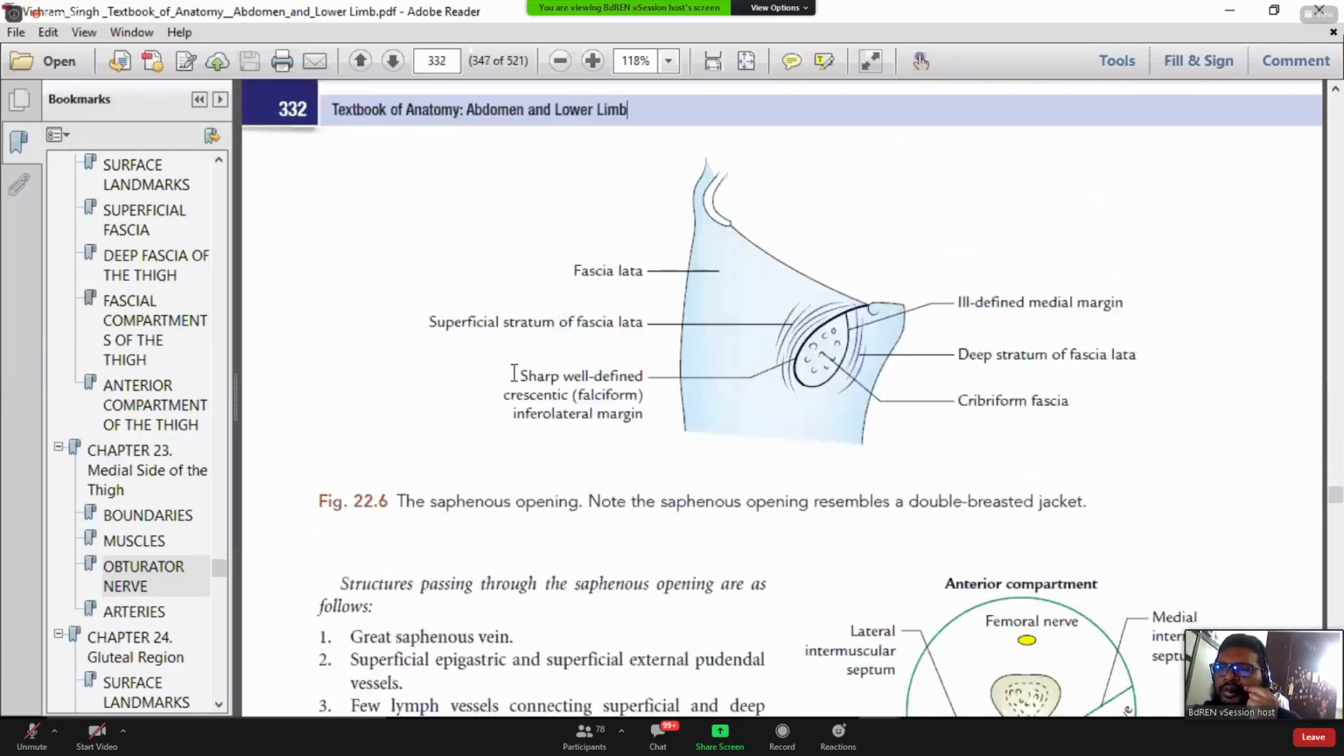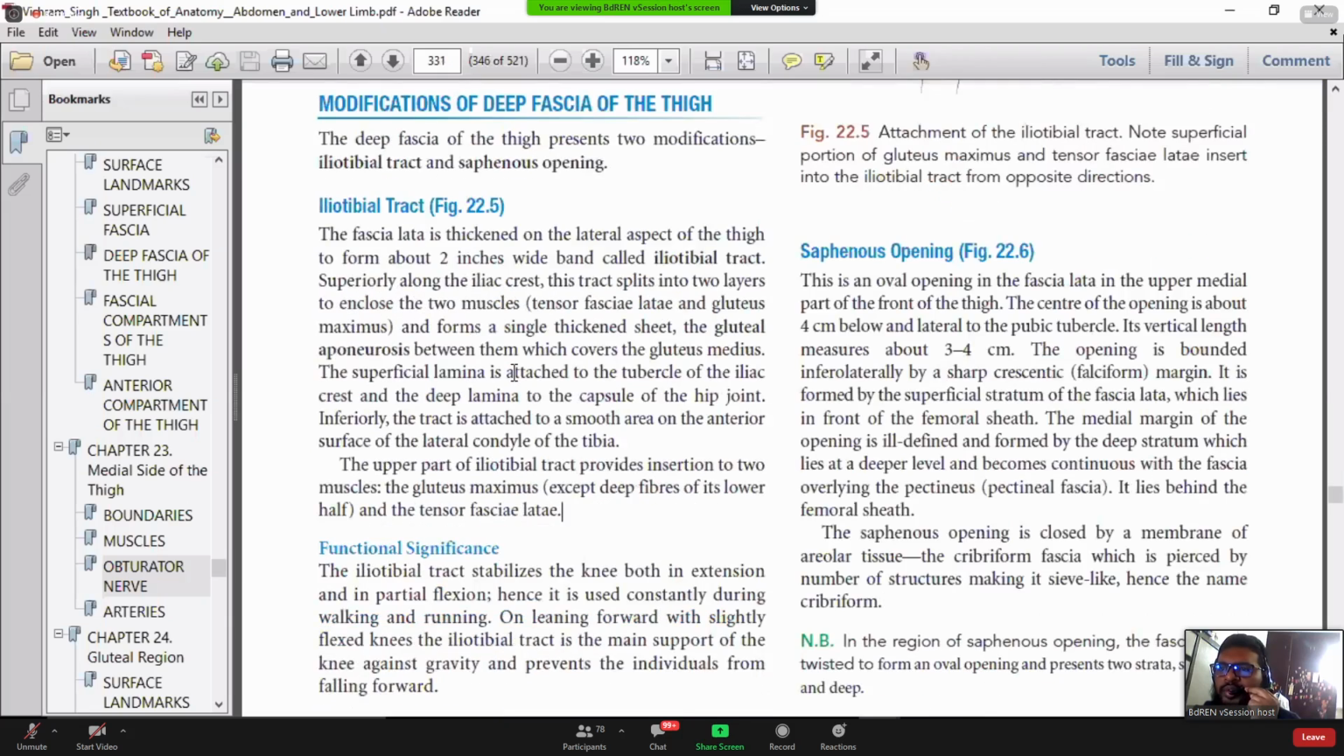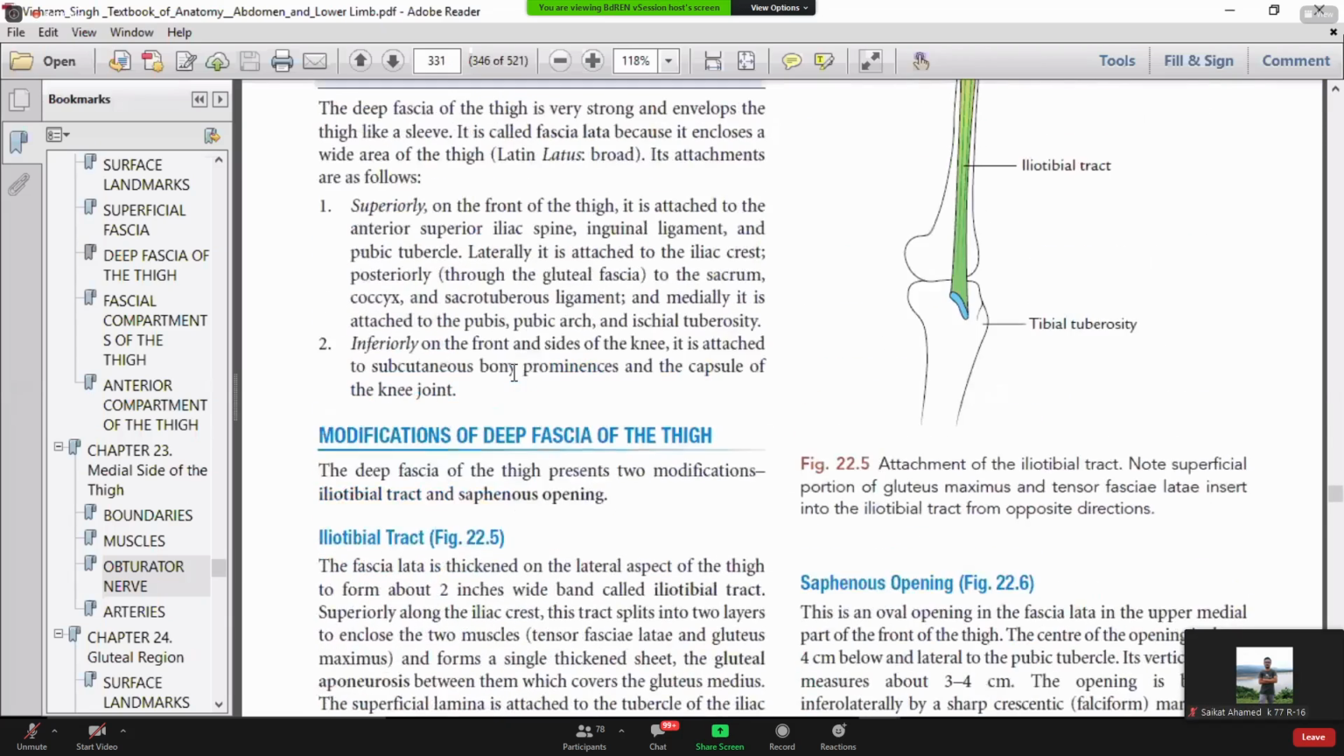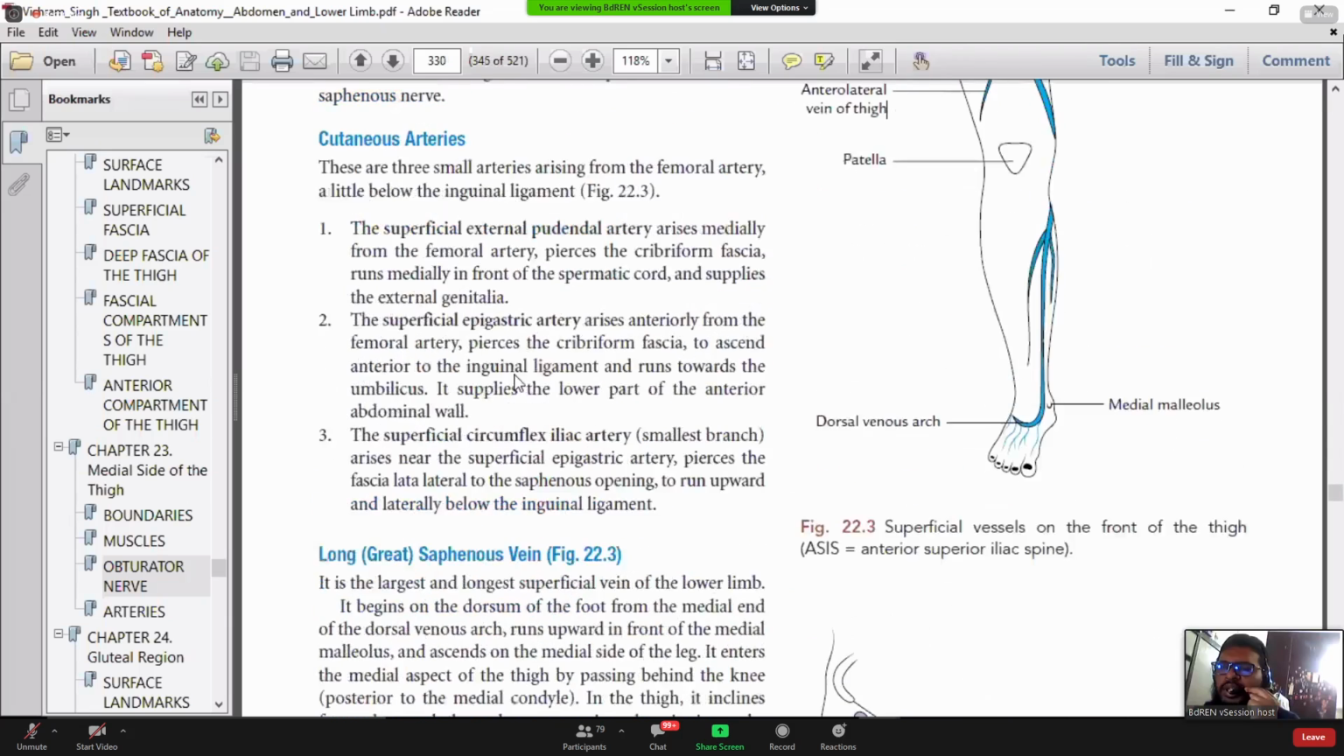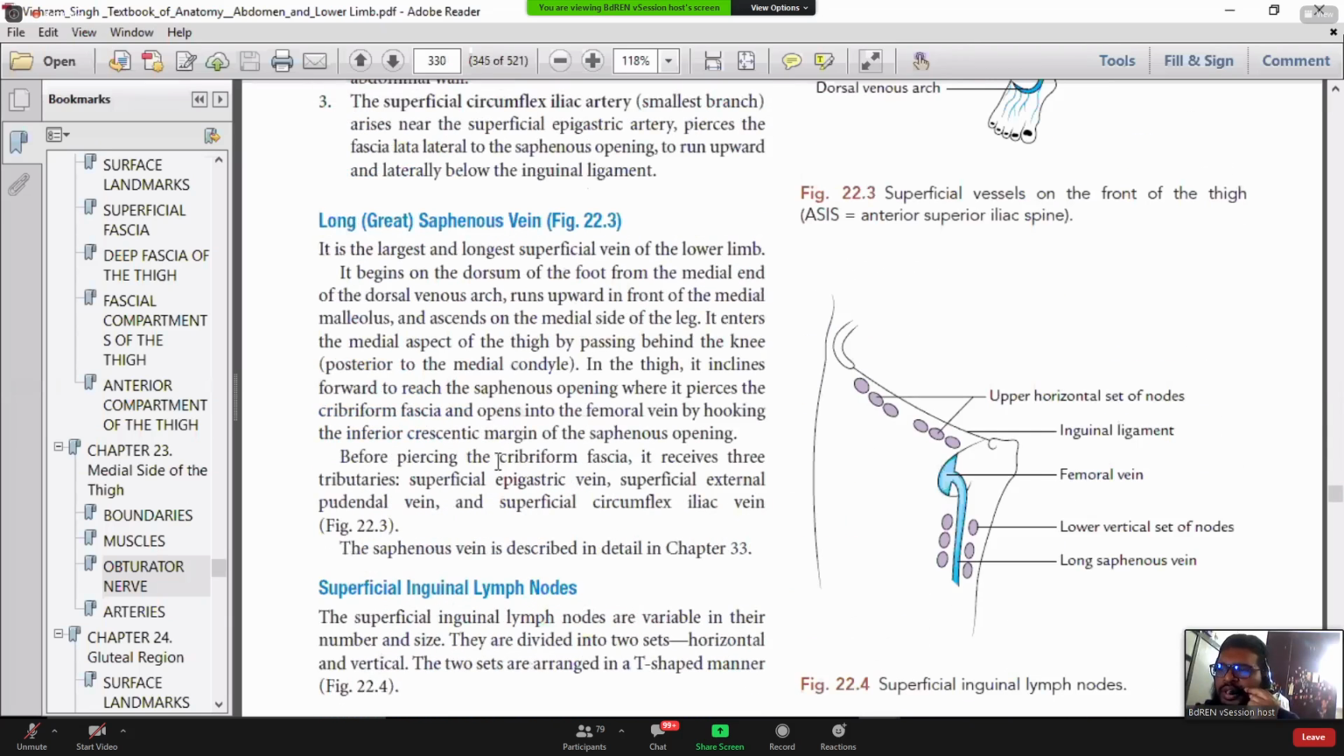Have you seen it? Upper horizontal inguinal group? Around the inguinal region, sir. Around the inguinal region, the inguinal ligament. This one is called the upper horizontal group of lymph nodes. And this one along the saphenous vein, the long saphenous vein, there are two groups. These are called the lower vertical set, and this is horizontal.